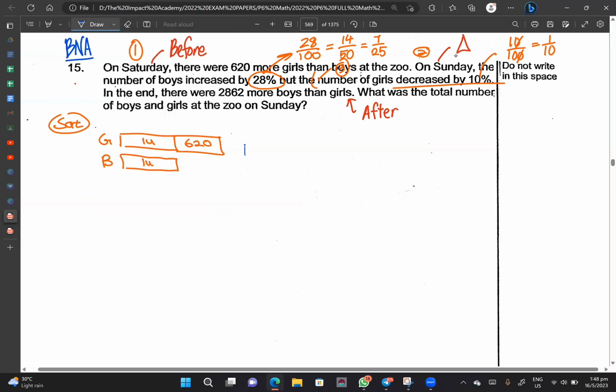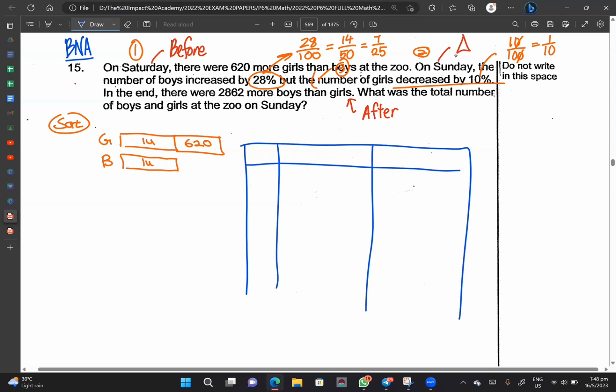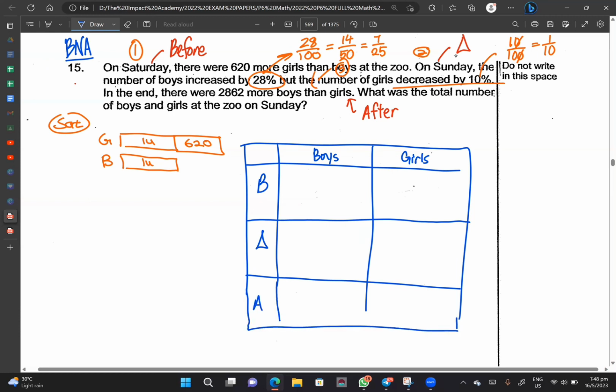And if I know that this is BNA, I want to quickly draw a table. I want to show that boys is on my left, girls on my right. So we write B, which is before. Triangle means change. And finally, we have after. So what we want to do is put in the figures. We know that boys is 1 unit. Always flush your figures to the left-hand side so that you have more space to note down anything that is necessary.